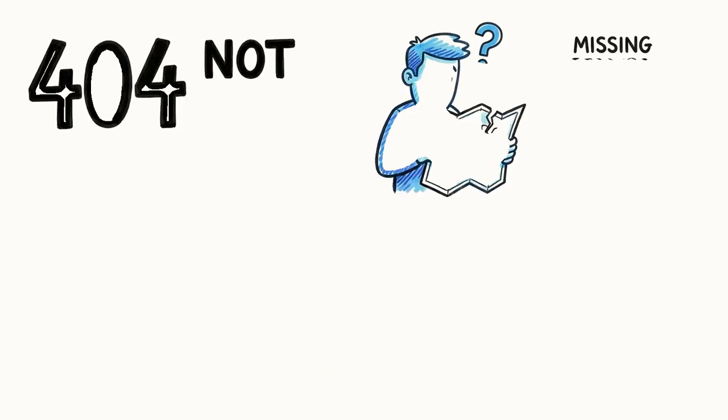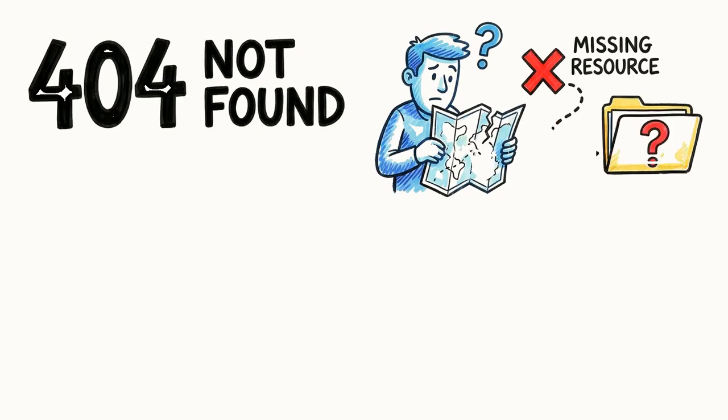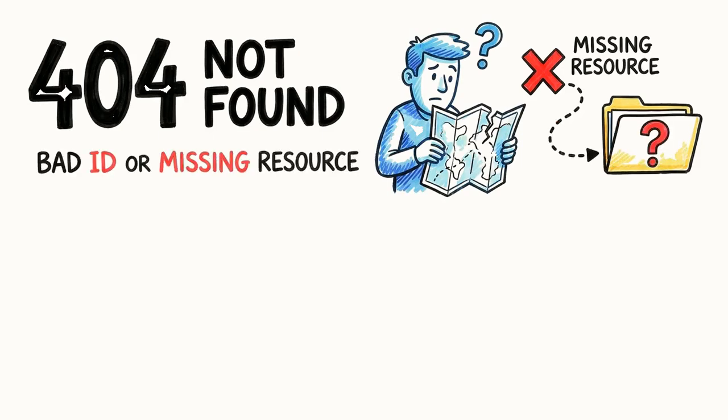A 403 forbidden means the key is valid, but the scope is insufficient for that endpoint. The fix is operational. Create a new key with the required scope, or use an existing key with broader scope. A 404 not found means the resource does not exist in your workspace, or the identifier in the URL is wrong. Double-check IDs and workspace context.